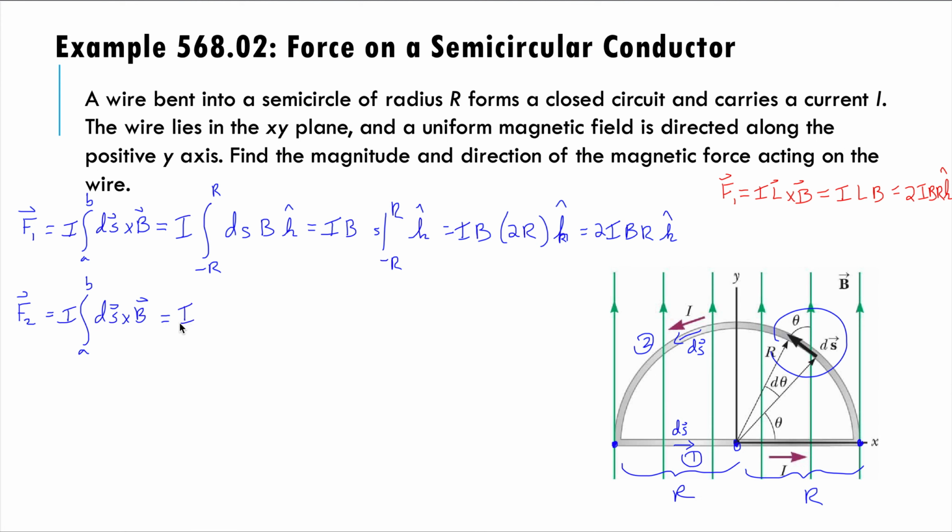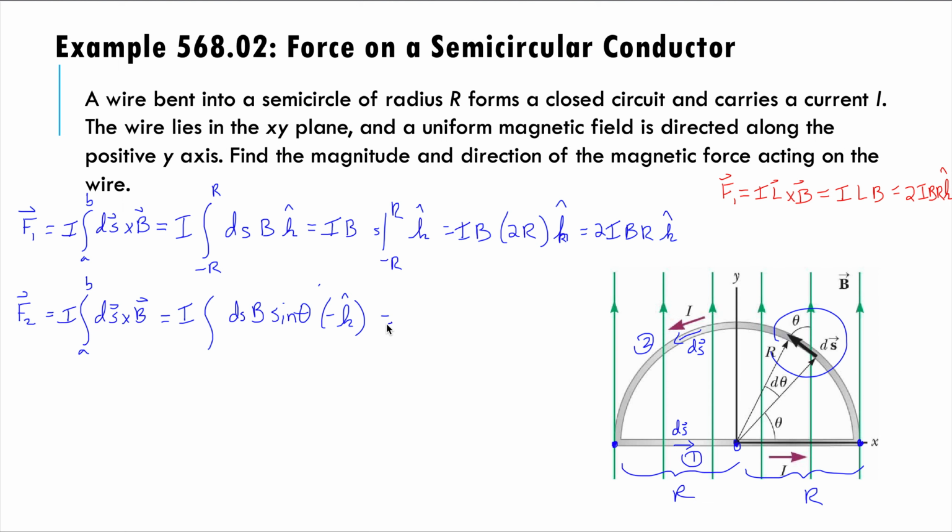So we're going to have I ds. We're going to have B, but this time the angle between ds and B is not 90. We have an angle theta between ds and B. So you always want to identify that angle between ds and B. It was 90 over here, but it's not 90 over here. So ds B sine theta. But the force is in the negative k direction, so we do have our direction.